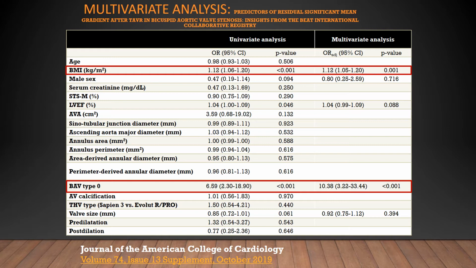But one of the things that really stands out amongst other things is the presence of a type 0 bicuspid aortic valve. Apart from that, the ascending aortic major dimension, the annular area, perimeter, pre-dilatation, post-dilatation, the percutaneous heart valve type and size, including, surprisingly, the aortic valve calcification, did not have much of a bearing on increasing the mean gradients within these two patient populations of tricuspid aortic valve versus bicuspid aortic valve.